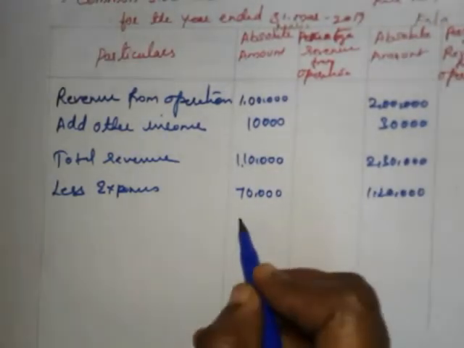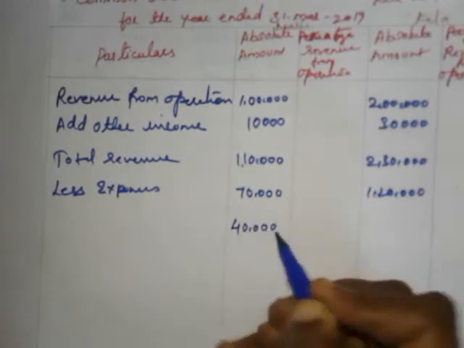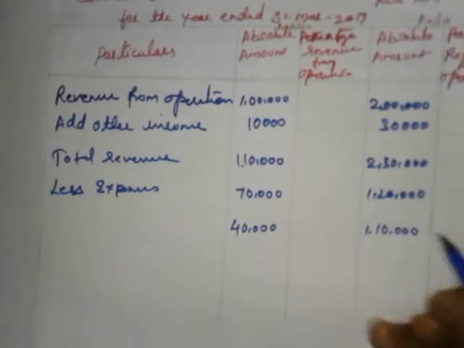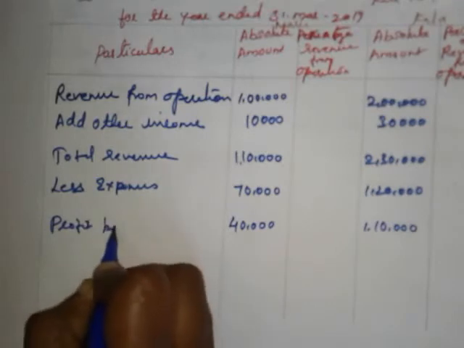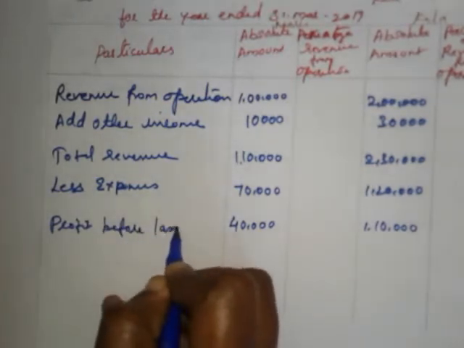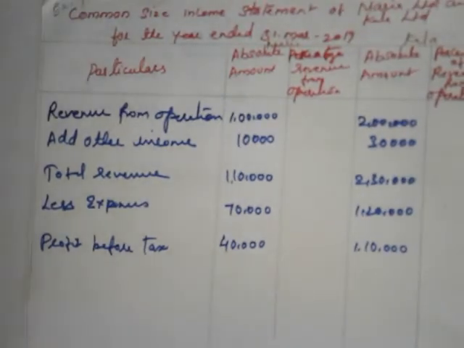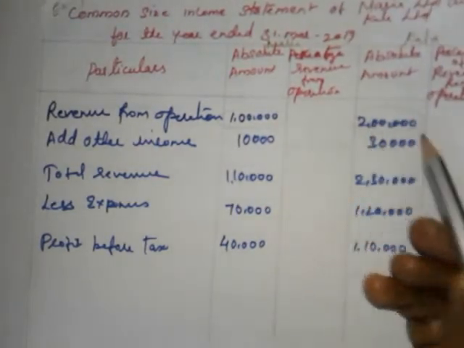So the answer will be 40,000 and here 1,10,000. This is known as profit before tax. Then I am going to make the percentage of revenue from operation column. Here I am going to take this 1 lakh as base, and here 2 lakh as base.